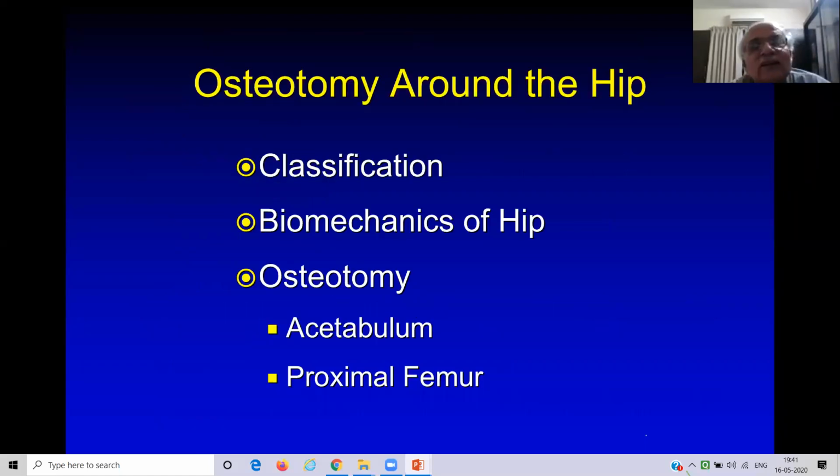So how do we classify these osteotomies? Osteotomies around the hip, we will discuss with classification and a little bit of biomechanics. We'll cover acetabulum and proximal femur, whether it's possible to cover both or not, I don't know because it's a too lengthy lecture. Let us see how it goes.